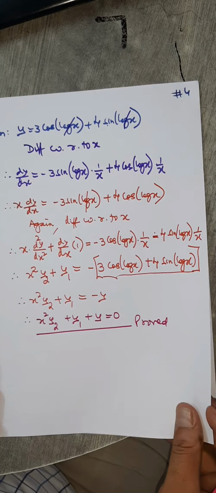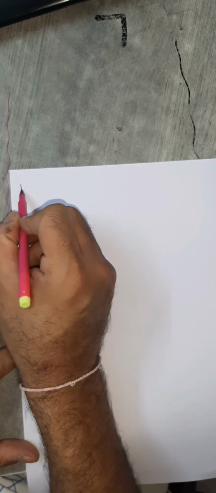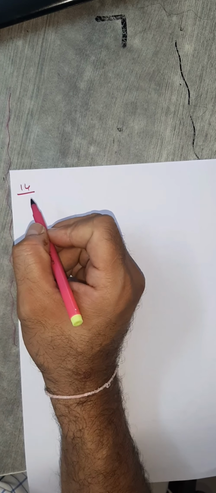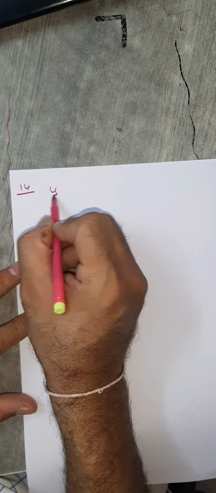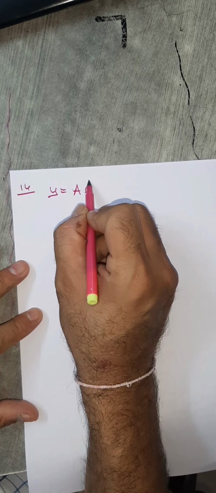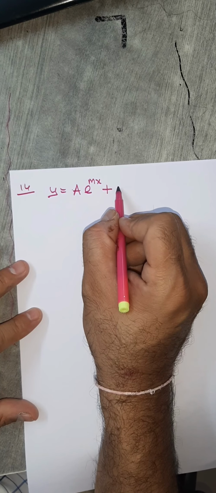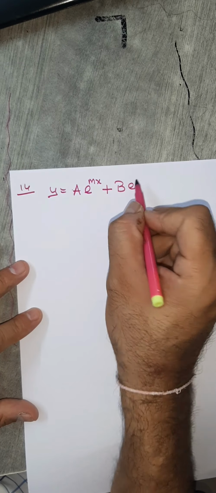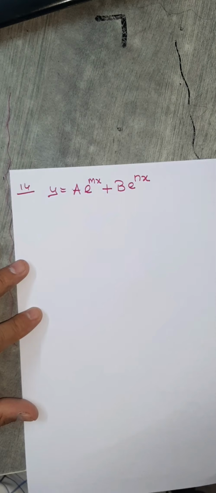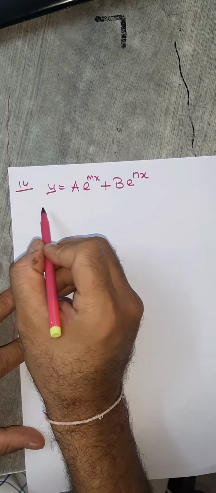Third question, next question, 14th question here. Question number 14. You are given y equals a into e raised to mx plus b into e raised to nx, I suppose. Okay, so we differentiate it.